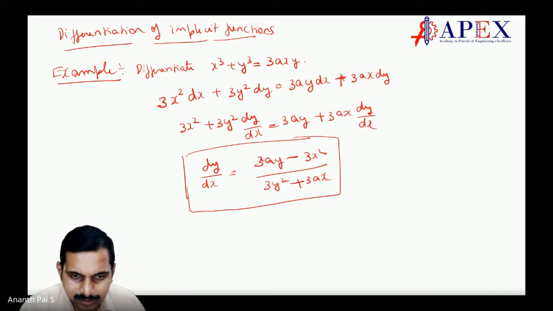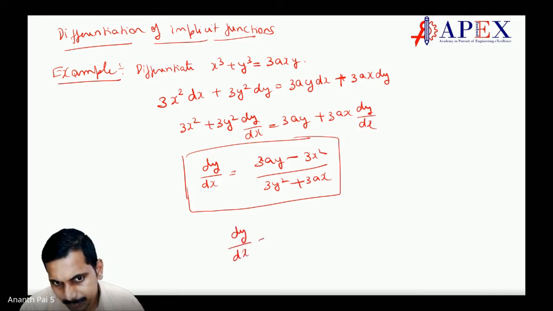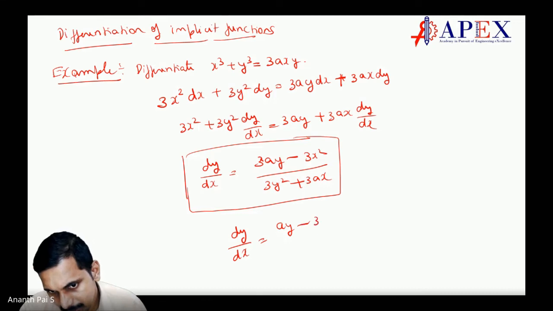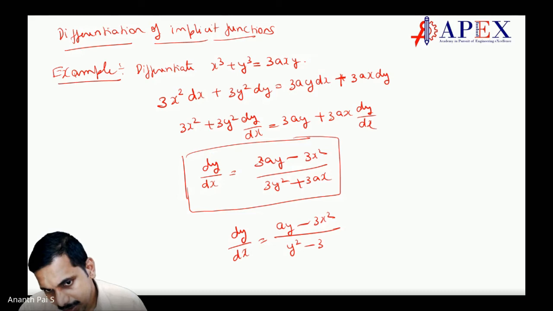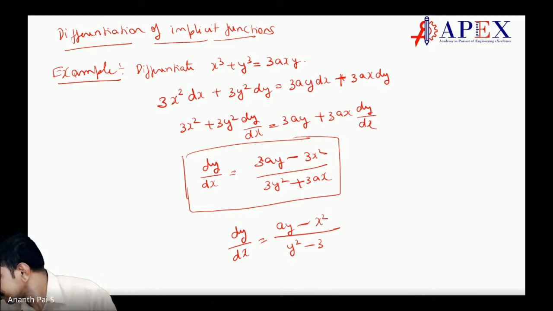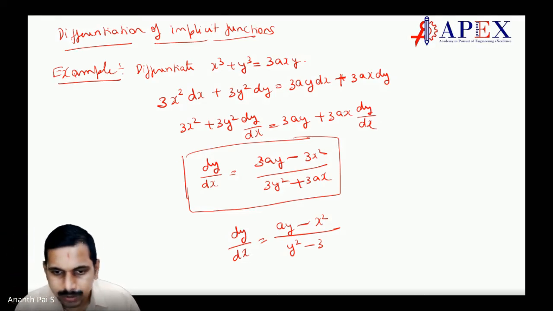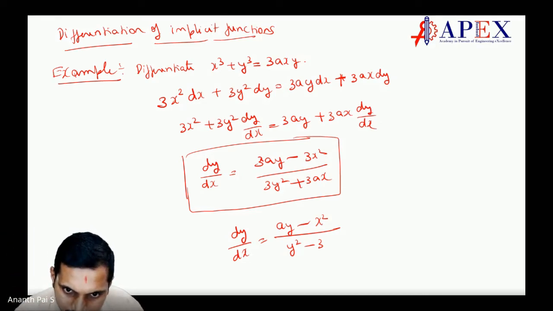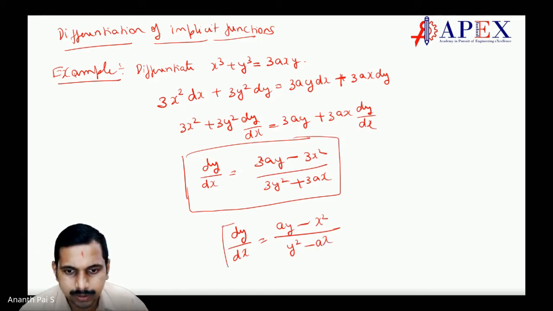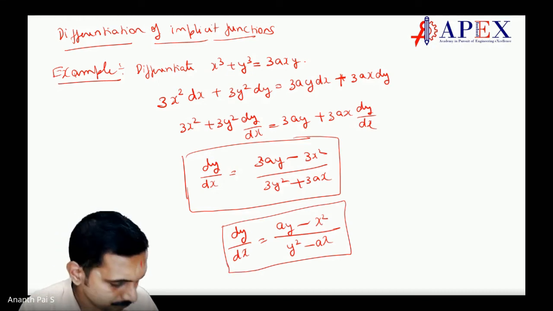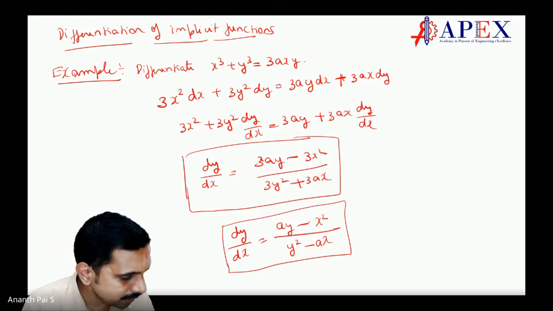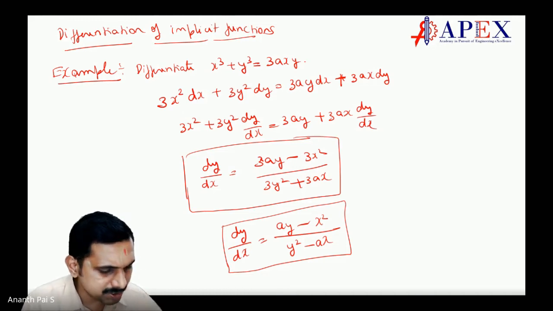So 3 can be cancelled, so we can write dy by dx is equal to (ay minus x square) divided by (y square minus ax). Simple. This way you can write. Done, students. Simple and straight. Similarly, any implicit function you can solve.